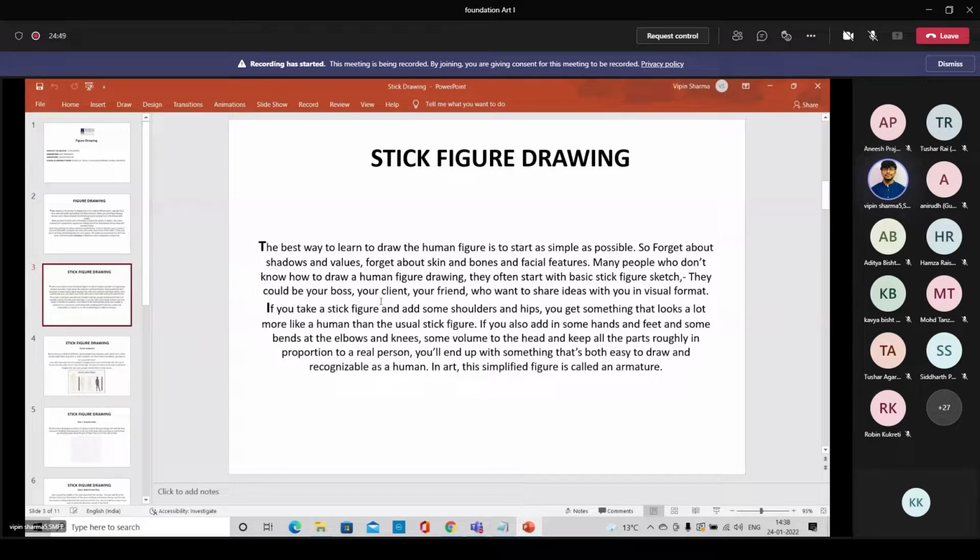They could be your boss, your client, your friend who want to share ideas with you in visual format. Sometime in future when you work with your teammates, or suppose there would be your boss or client, they are not good artists. It's not every time you found your director, creative director, and the client would be a good artist. So sometimes they just share their thought in pictures, so they use these kind of rough lines, rough sketches, or we can say the stick drawing.